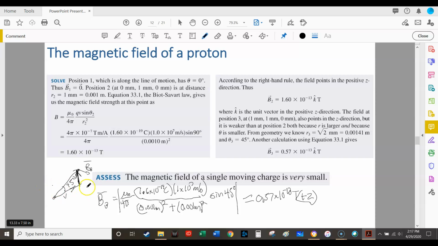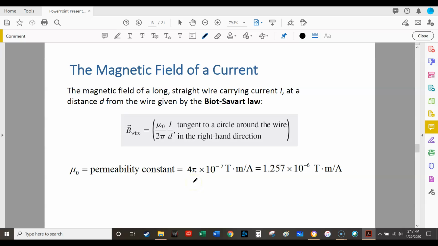So the angle between the B field and velocity. Okay? So that's how you deal with the Biot-Savart law with a moving particle.